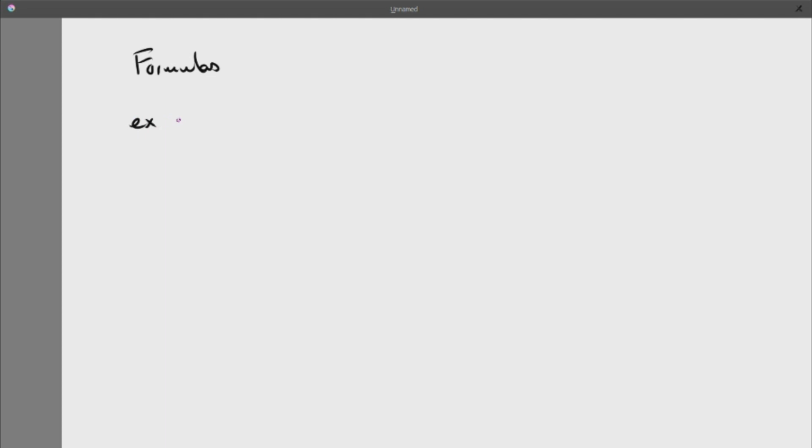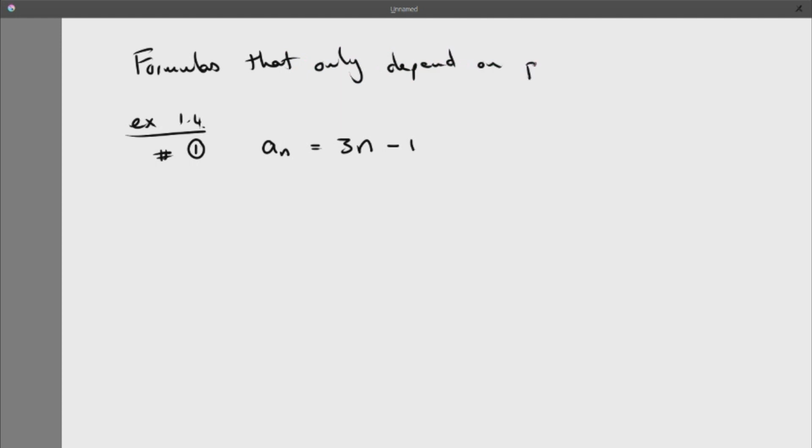like exercise 1.4 number 1. a_n is 3 times n minus 1. And you see this one only depends on the position. So formulas that only depend on the position, not actual other terms. See, there's no other a on the right, only the position. They're called explicit formulas.